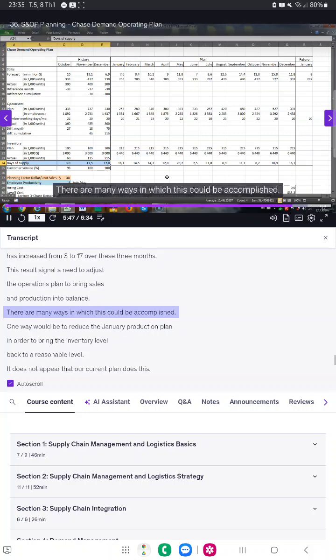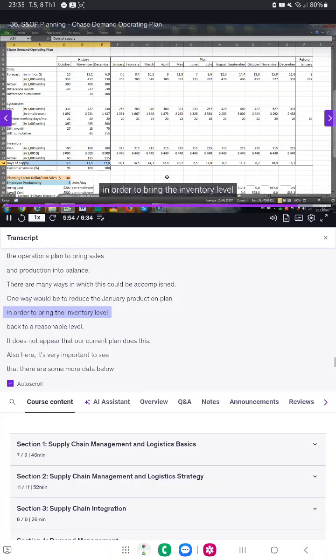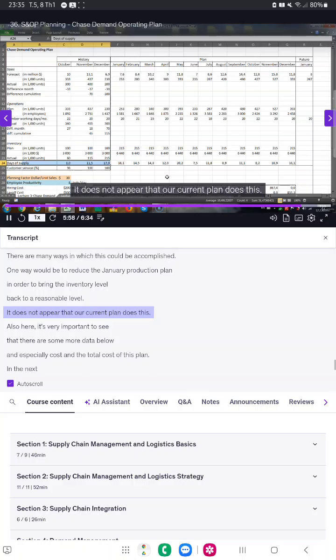There are many ways in which this could be accomplished. One way would be to reduce the January production plan in order to bring the inventory level back to a reasonable level. It does not appear that our current plan does this.